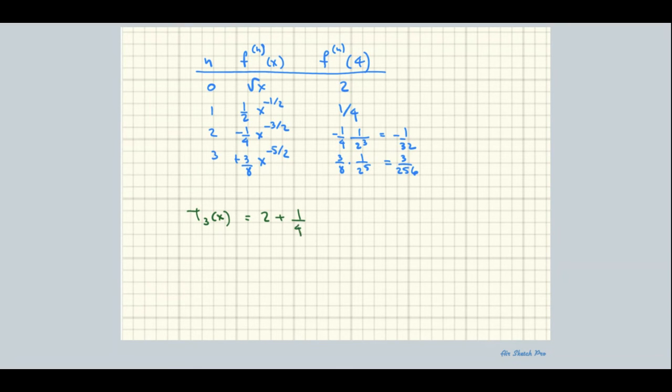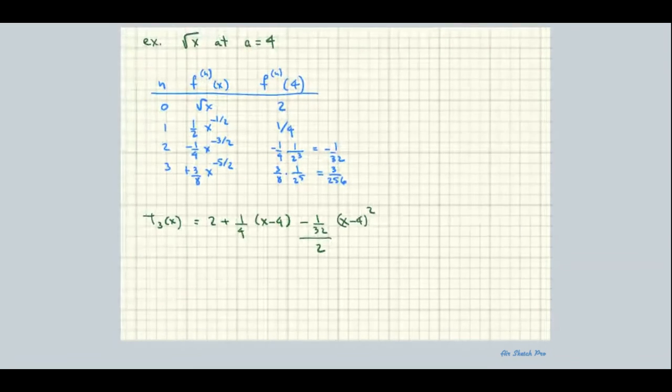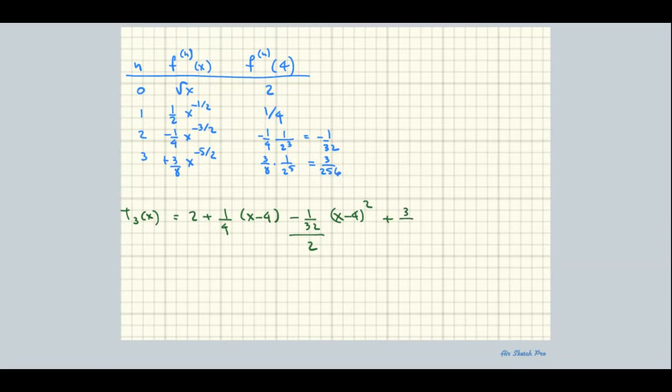plus 1/4. I mean, the 2 is times x minus 4 to the 0. Now it's x minus 4 to the first over 1 factorial. Minus 1/32 over 2 factorial times x minus 4 squared, plus 3 over 256 x minus 4 cubed. Don't forget the factorial, 3 factorial.